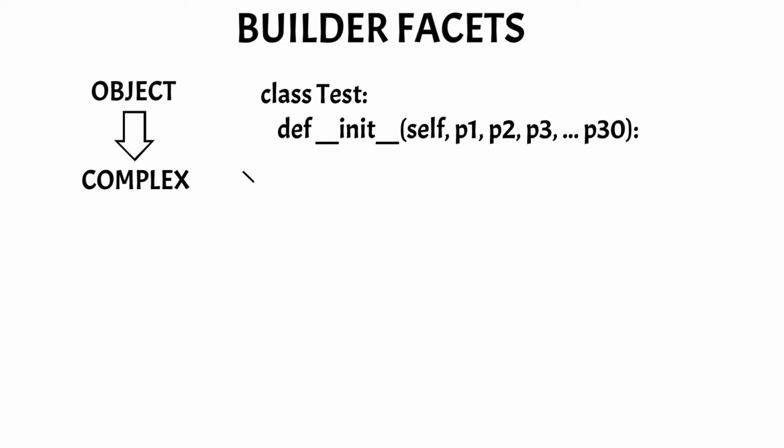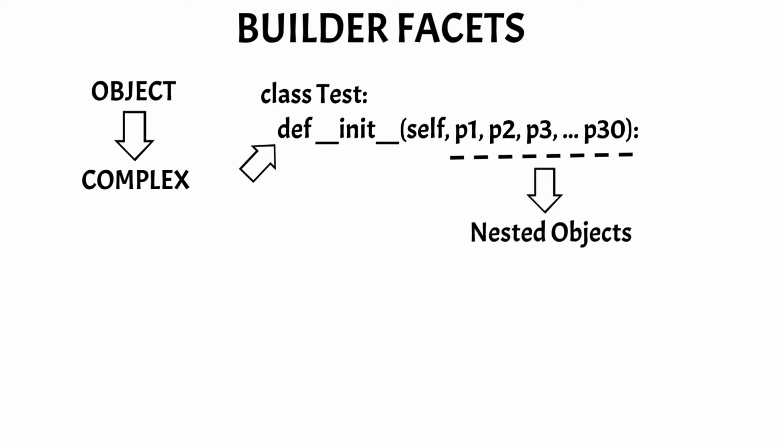Now it is time to understand builder facets. As I said in the last video, sometimes your object can be very complex to directly use a particular class constructor method and just create an object, because the object may have a lot of parameters and also it may have a lot of nested objects which it may require in order to create an object of the particular class. So in such cases we use the builder design pattern.